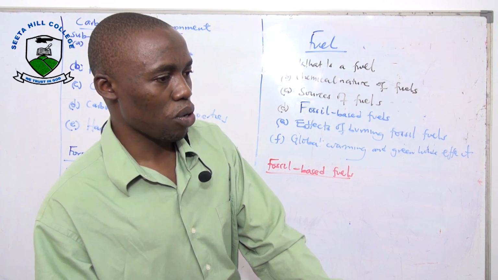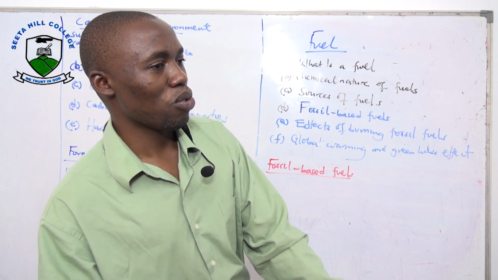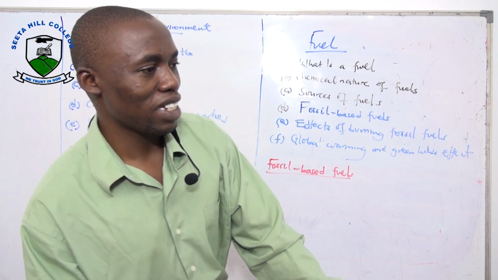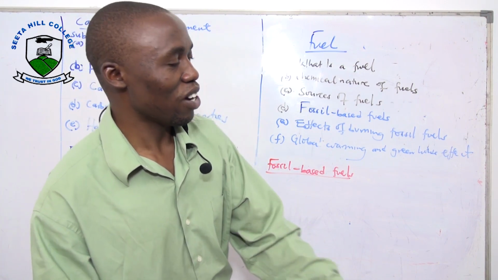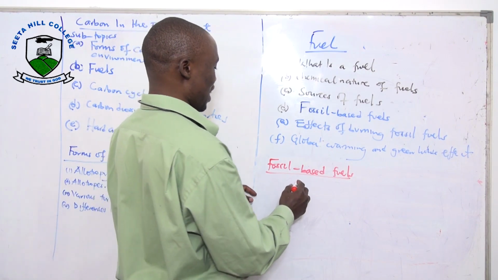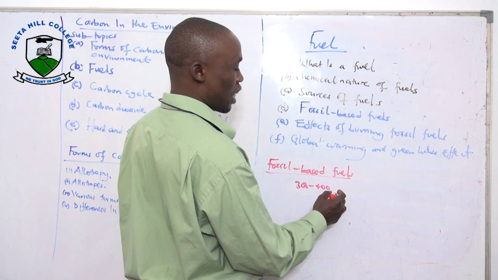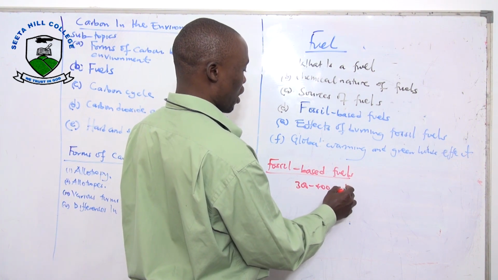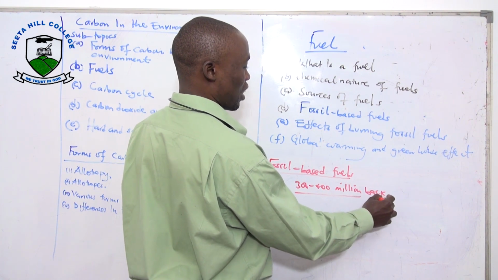Now, the petroleum oil was formed very many years ago from decayed plants and materials. Scientists estimate that this petrol that is down in Uganda started to be formed between 300 to 400 million years back.